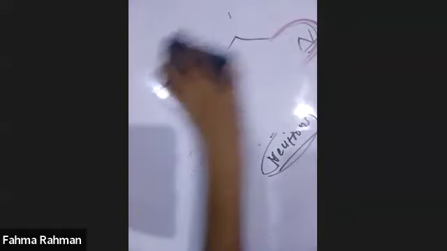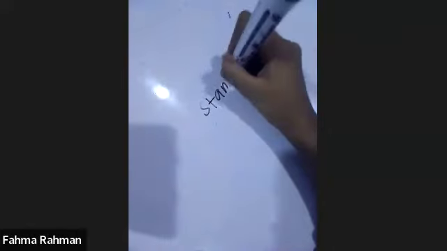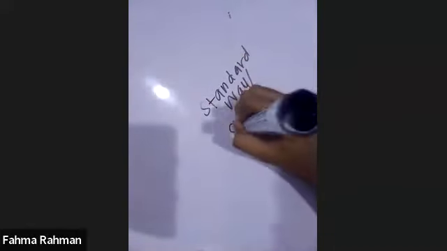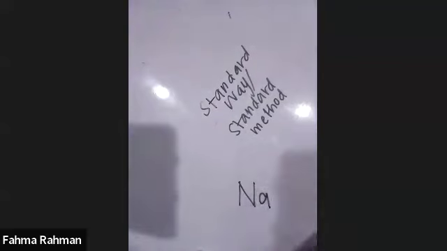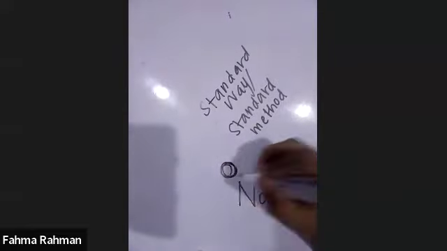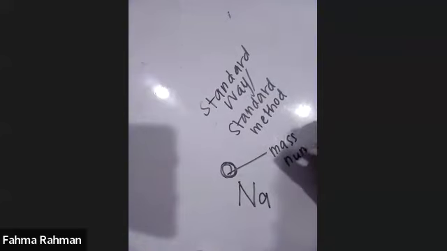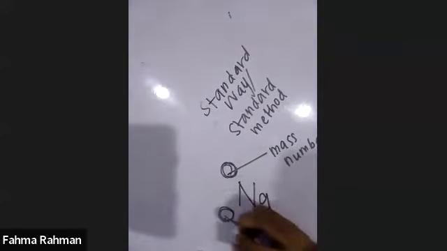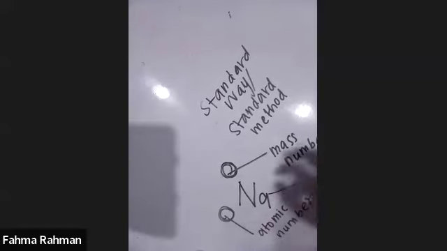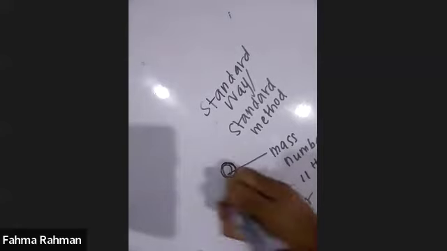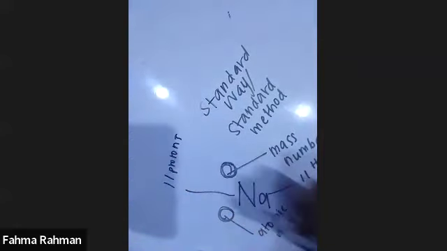And then if you move further in the lesson, there is a standard method of writing or displaying an element. If you take sodium, at the top you have to mention the mass number of the respective element, and here you have to mention the atomic number of the respective element. Sodium is an element in the periodic table in the 11th position, and it also has 11 protons. The atomic number of sodium is 11.